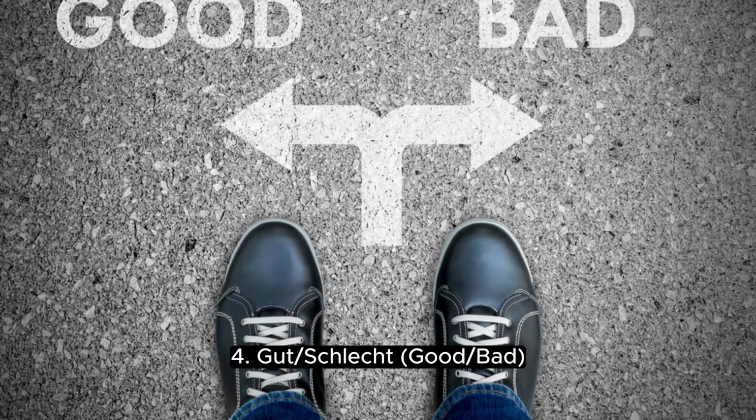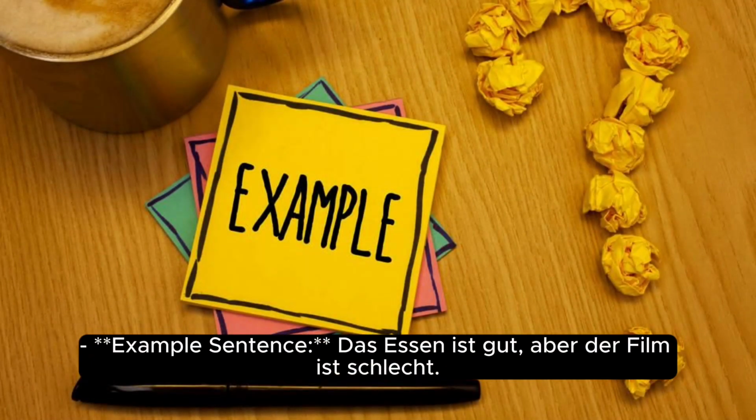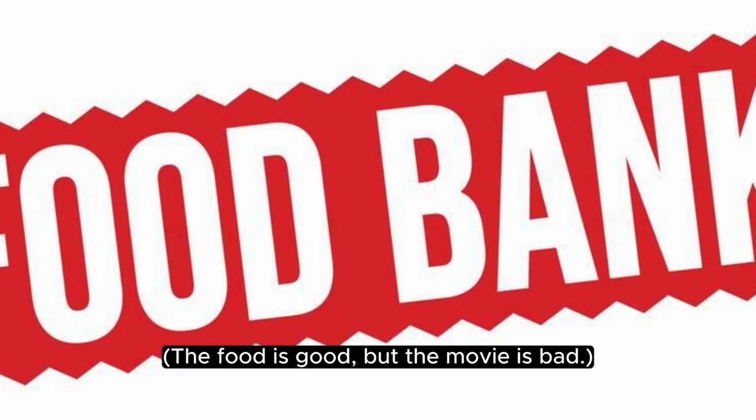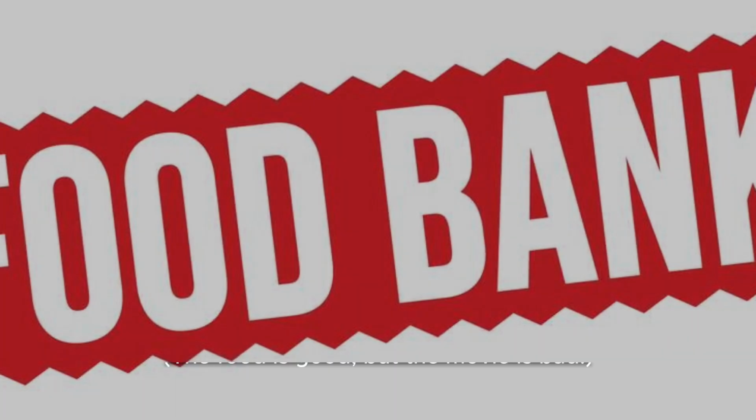4. Gut or schlecht, good, bad. Example sentence: Das Essen ist gut, aber der Film ist schlecht. The food is good, but the movie is bad.